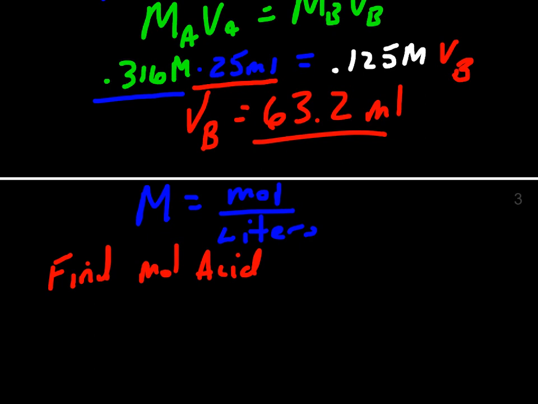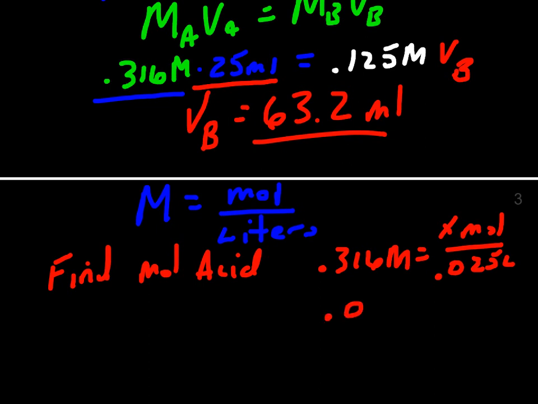All right? And it's going to be 0.316 molarity equals X moles over 0.025 liters. I'm putting that 25 milliliters into liters. All right, so solving that, 0.316 times 0.025 tells me I have 0.0079 moles of acid.